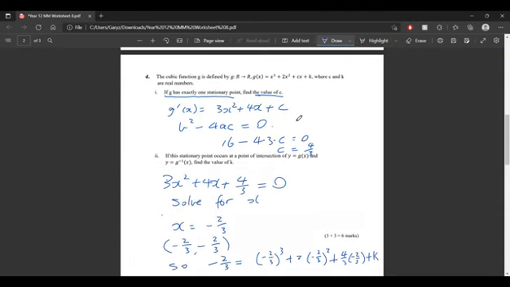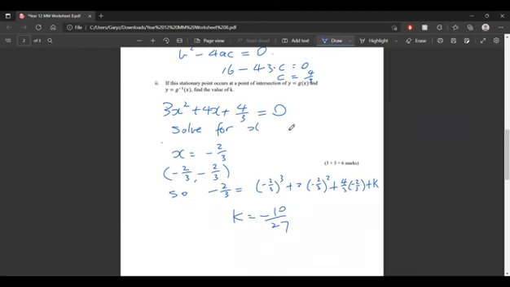The next question asks if G has exactly 1 stationary point, find the value of C. So first we do the derivative, which gives G dash of x is 3x squared plus 4x plus C. And consider that if a cubic has 1 stationary point, then its derivative, the quadratic, must have only 1 x-intercept. So we use the discriminant and make it equal to 0, and we get C is 4 on 3.